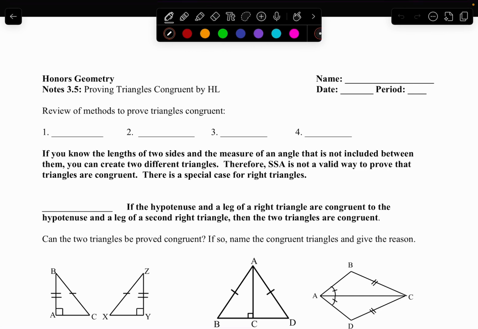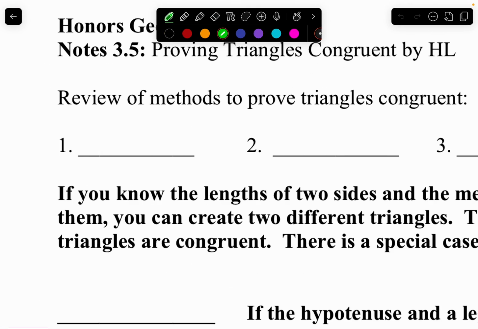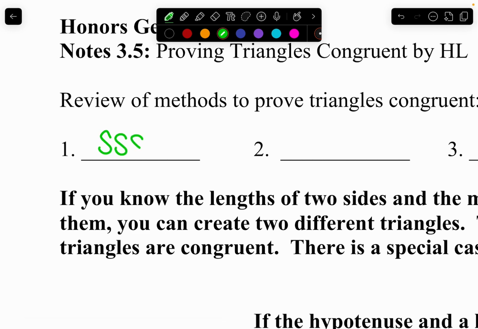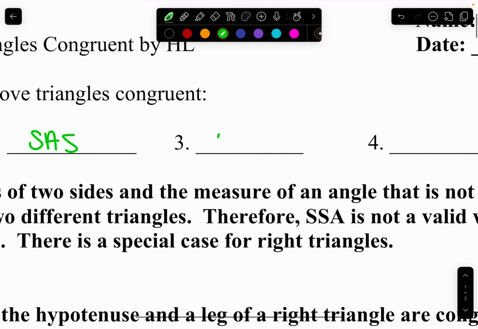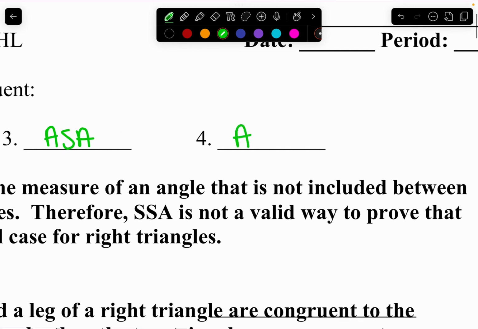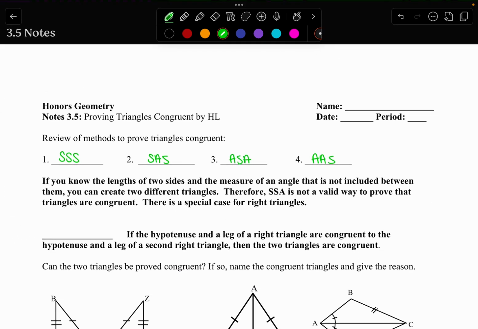So right now we know 4 ways to prove congruency. We have side, side, side. We have side, angle, side. We have angle, side, angle. And we have angle, angle, side. So those are our 4 that we know.